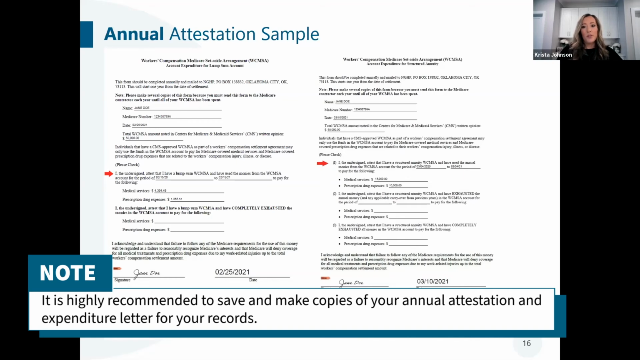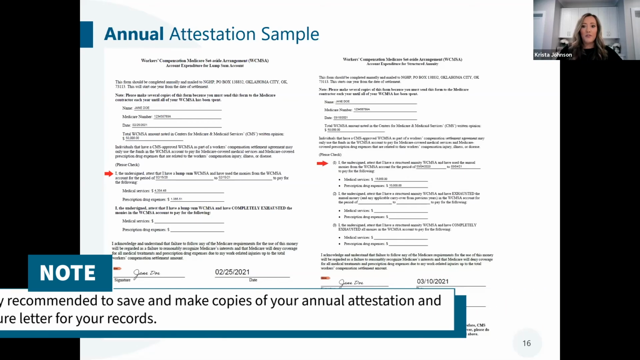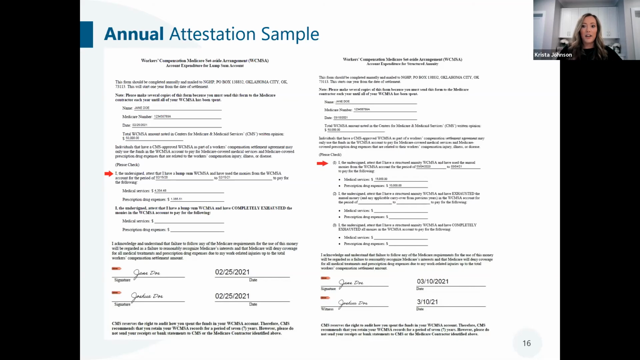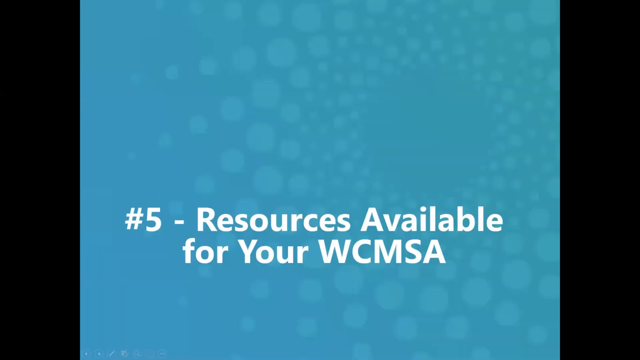By signing this form, you are acknowledging that you are taking Medicare's interest into consideration, and that if you falsify the document, Medicare has the right to deny coverage for injury-related treatment up to the full amount of your settlement. Also, there is a note here notifying you that CMS has the right to audit your annual attestation at any time. And it is recommended that you keep these records for a period of 7 years for each attestation. So organization of all of your supporting documentation will be key in the case of an audit.